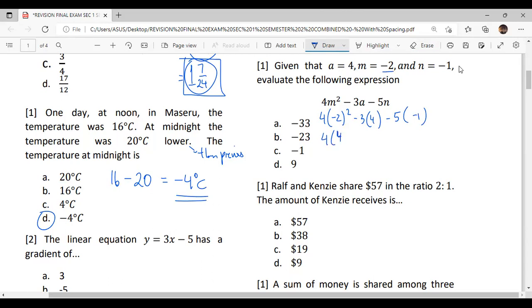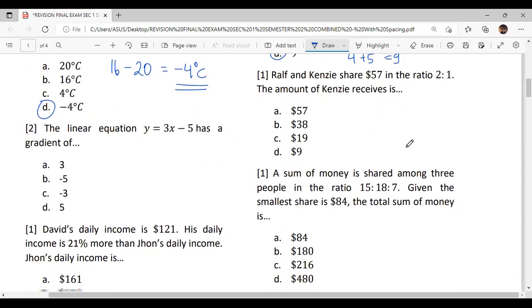Negative 2 square is 4. Negative 3 times 4 is 12. Negative 5 times negative 1 is plus 5. So it is 16 minus 12 plus 5. Right? 16 minus 12. So which is in order? It's on the left side. Right? So 4 plus 5, 9. Okay, it's very simple to do, right?